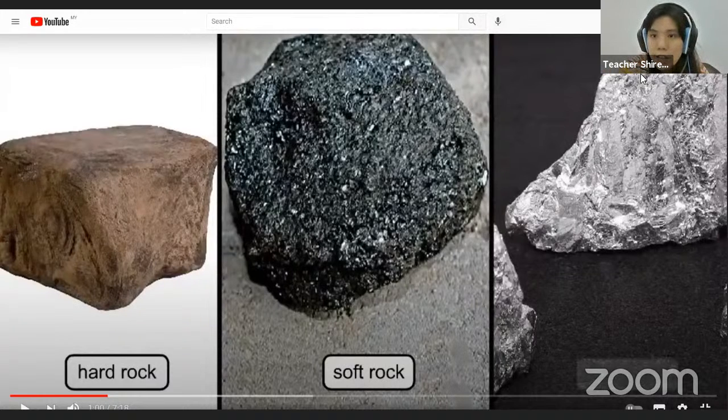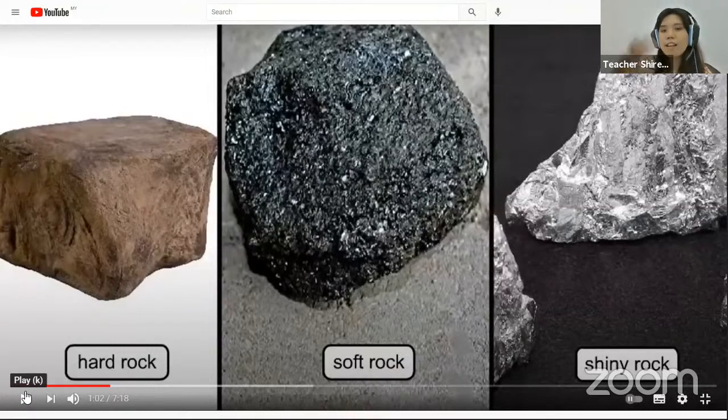Then the other type is shiny. Sometimes we call it minerals, or it can be marble, which is also a type of rock we use on the floor, which is very shiny. Or sometimes we call it gems. Gems are also a kind of rock, and they are shiny. So rocks can have three different characteristics. It can be hard, it can be soft, it can be shiny.